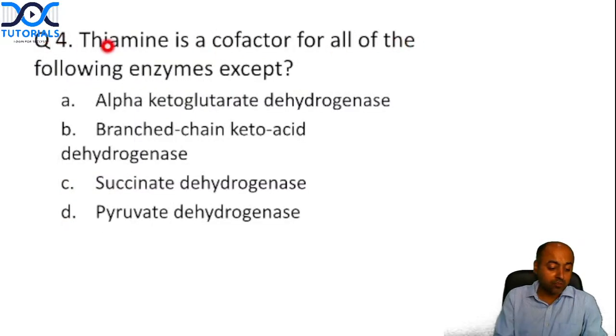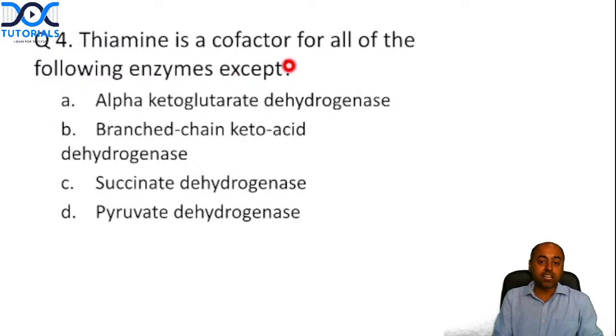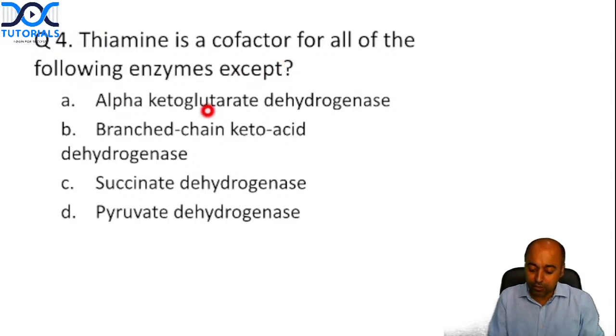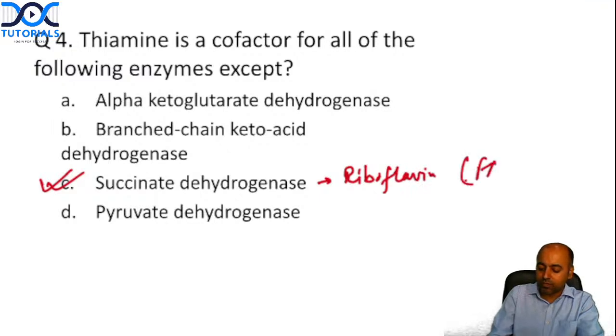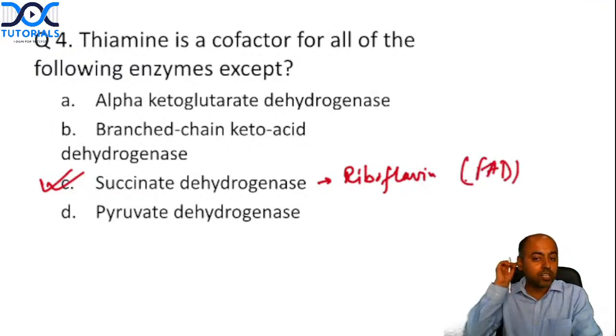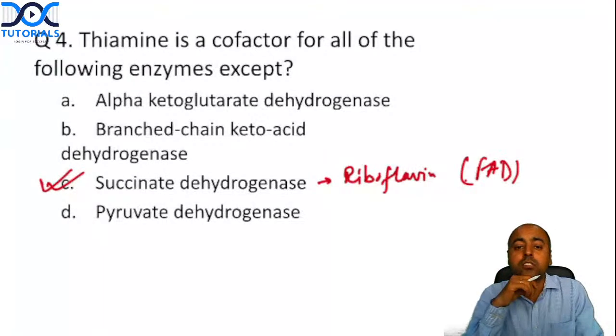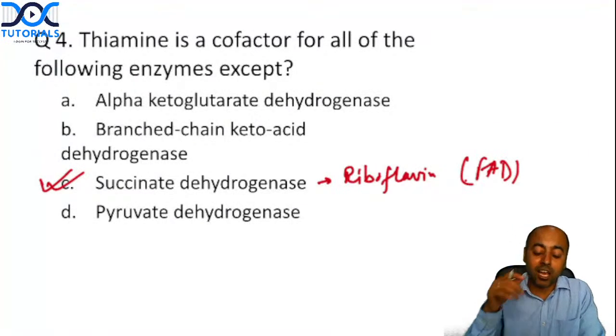Thiamine is a cofactor for all the following enzymes except: alpha-ketoglutarate dehydrogenase, branched-chain keto acid dehydrogenase, pyruvate dehydrogenase, succinate dehydrogenase. Here the answer is succinate dehydrogenase. For succinate dehydrogenase, the coenzyme is riboflavin in the form of FAD. It is the coenzyme for succinate dehydrogenase. The others will make use of thiamine.